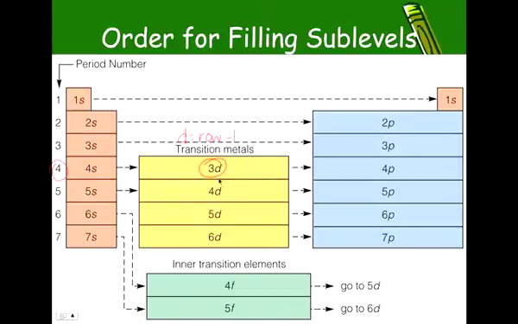And the reason for this is, if you go back to that slide a couple slides ago with the weird, wonky slanted lines and stuff, 4s actually has less energy than 3D. So you have to fill 4s first, and then you go back to 3D. So the periodic table is written in the order that it needs to be filled.